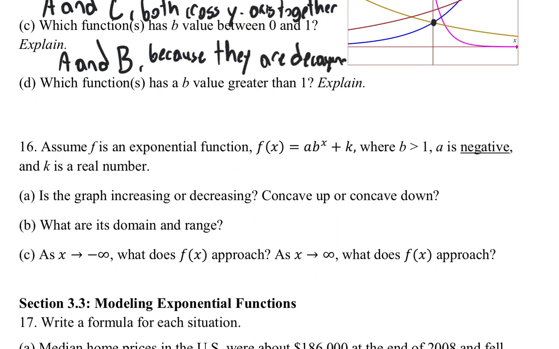Decaying. And which one has a b value greater than 1? This is going to be which ones are growing. Well, that's going to be C and D because they are growing.